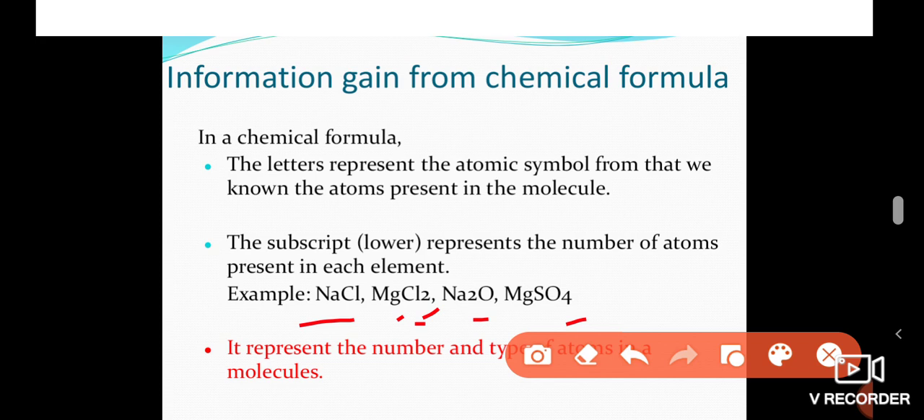Okay. So from the chemical formula we can learn what atoms are present in it and the number of atoms present in it. Now you know the usage of the chemical formula, isn't it? The chemical formula is a representation. It represents what atoms are involved in a molecule and how many atoms are involved in the molecule formation. Okay, so it represents the number and type of atoms in a molecule.